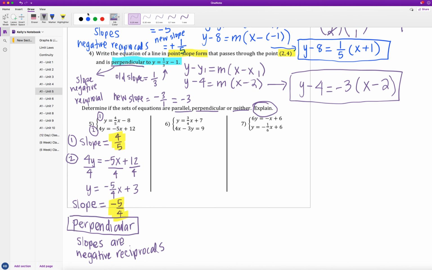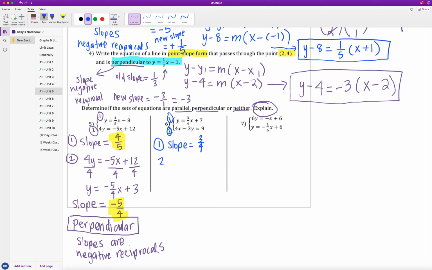Let's look at example 6. So in example 6, we have y equals 3/4 x plus 7. So I'm going to call that our line 1. And our second equation is going to be 4x minus 3y equals 9. So the first line is in slope-intercept form, so I can easily identify my slope as being 3 over 4. So my slope for the first line is 3 over 4.